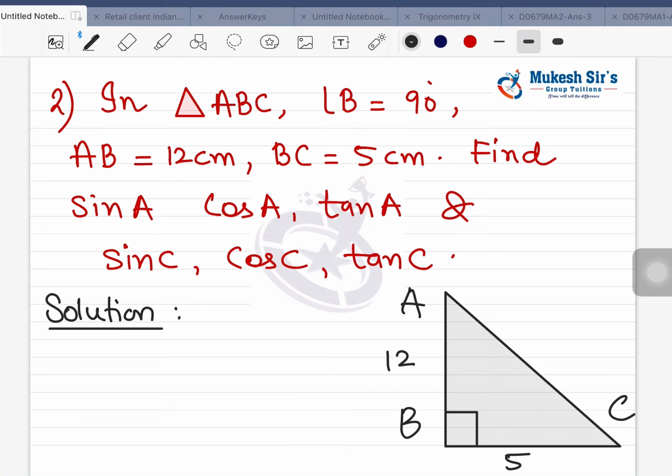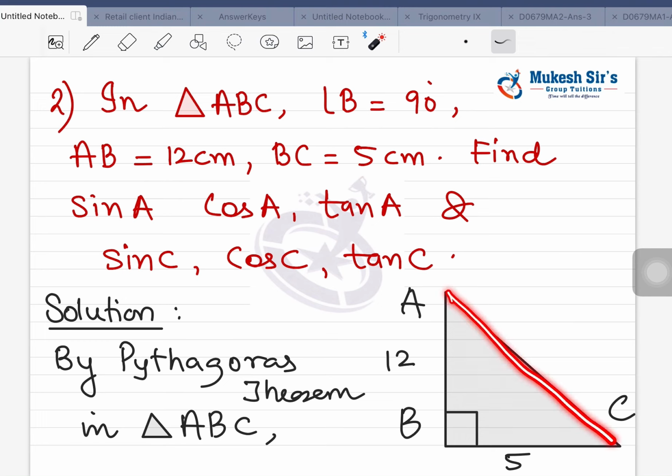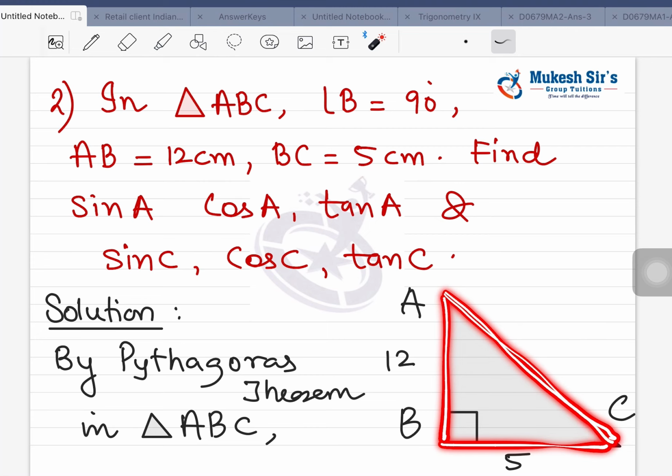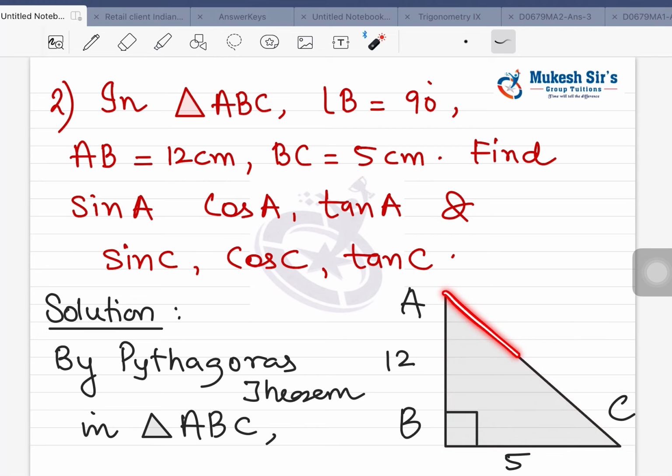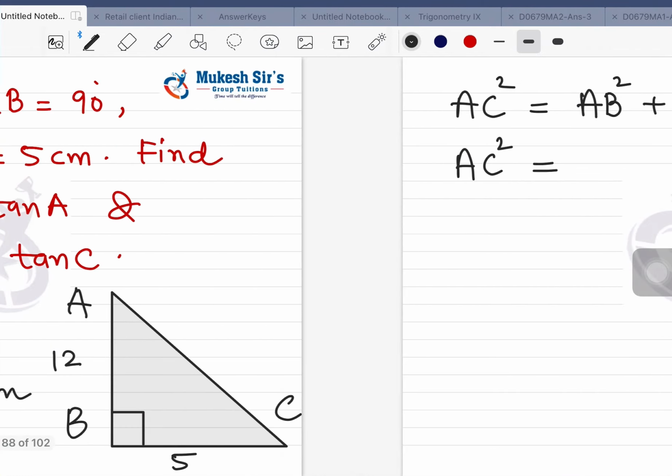Since it's a right angle triangle, you can use the Pythagoras theorem. So by the Pythagoras theorem in triangle ABC. Now who's the hypotenuse here? The hypotenuse is AC. So what does the Pythagoras theorem say? AC square is equal to AB square plus BC square. Hypotenuse square is equal to side 1 square plus side 2 square. That's your Pythagoras theorem.